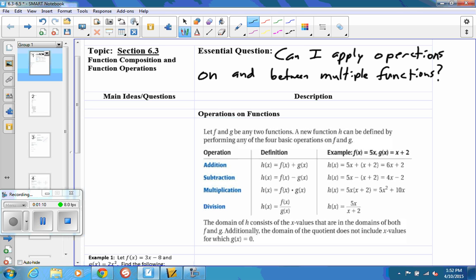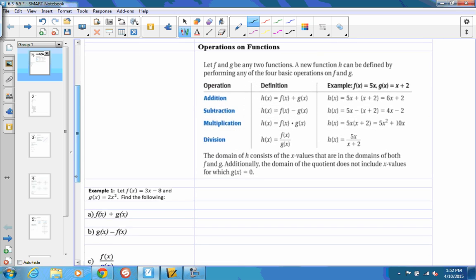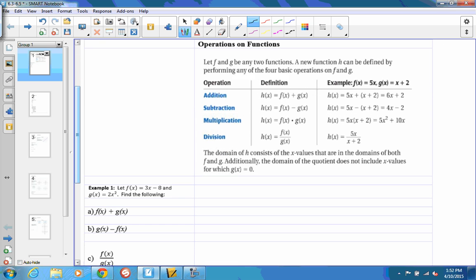Here's how easy these notes are. I'm not even actually writing these notes. Operations on functions, I'm just going to talk about them. They're on your page. So let f and g be two functions. So I can do f of x and g of x. I can create a new function, which I'll call h, right? H of x is defined by performing the four basic operations on f and g. So I can do addition. I can add f to g.